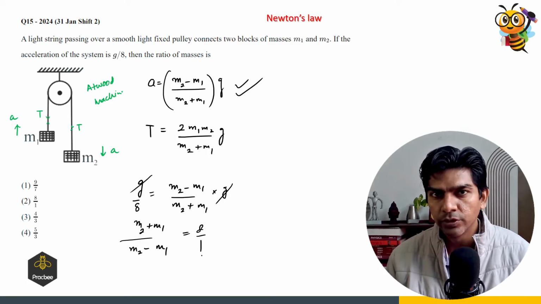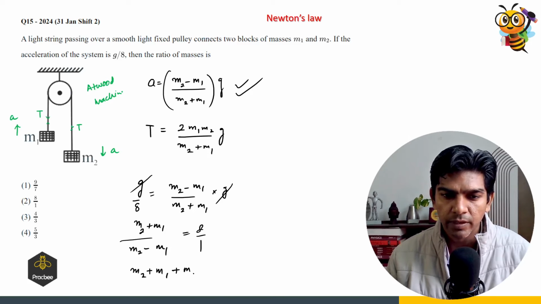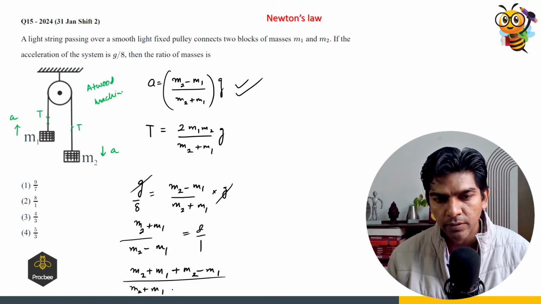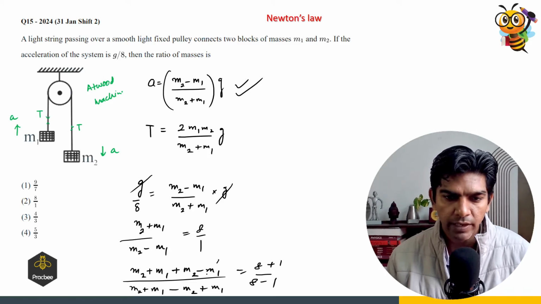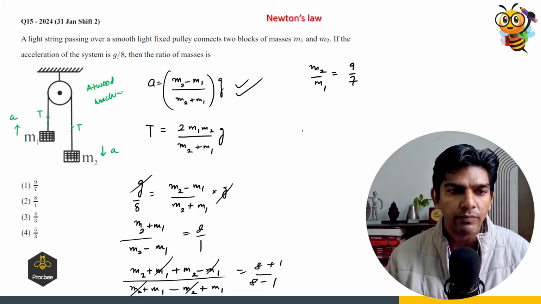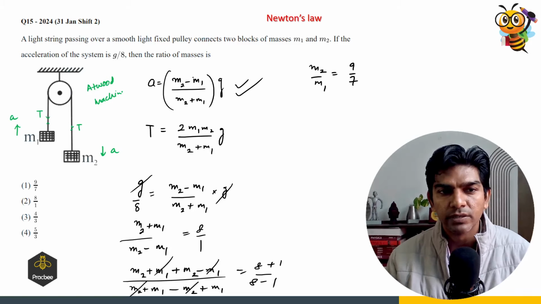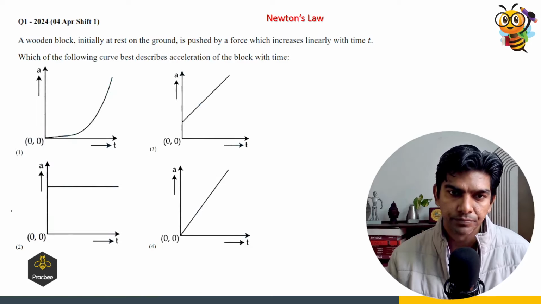Now we can use componendo dividendo. So it will be m2 plus m1 plus m2 minus m1 divided by m2 plus m1 minus m2 plus m1. That will be 8 plus 1 divided by 8 minus 1. So m1 will get cancelled out, m2 will get cancelled out. So we will get 2m2 upon 2m1, which is nothing but m2 by m1, and it comes out to be 9 by 7. We have to find the ratio of masses, so it will be 9 is to 7. So option 1 is the right answer.